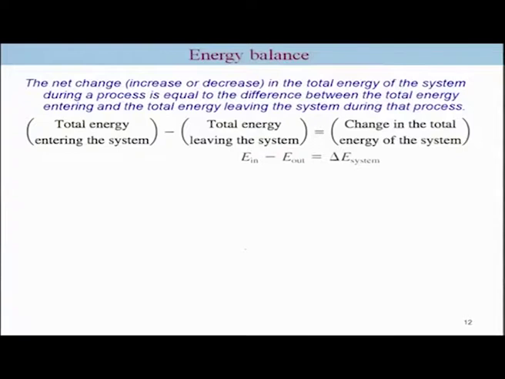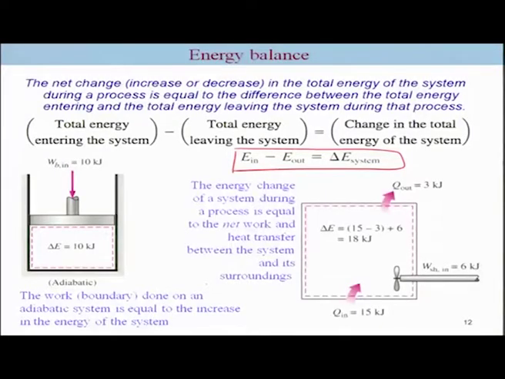If shaft work is supplied to the system, the amount will be the same as the change in energy of the system. Okay. So, that means we can formally write that total energy entering the system minus total energy leaving the system should be equal to the change in the total energy of the system. So in other words, E in minus E out is delta E system. And E is basically the internal energy, the potential energy and the kinetic energy. Okay. So, let us take an example of this cylinder piston where the boundary work supplied to this piston is 10 kilojoules, and if it is adiabatic, the change in energy of the system will be the same as this. There are no heat interactions here.